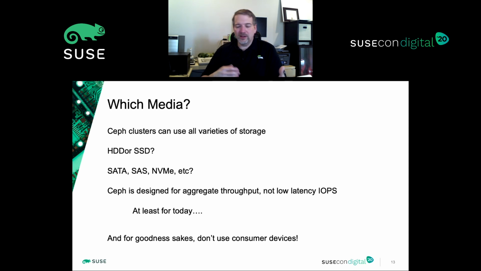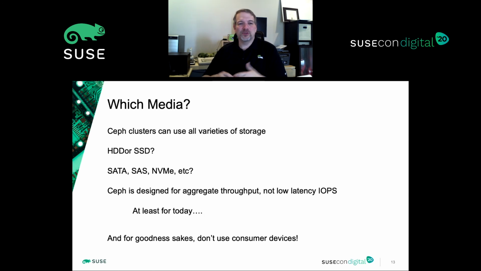There's NVMe and NVDIMMs and SATA SSDs and all these. You have to determine what makes sense for you. Hard drives, spinning rust, or SSDs. If you're looking at the all-flash, should it be SSD or NVMe? Or if you have the budget, I guess, NVDIMMs. When you're looking at spinning technologies, SATA or SAS, there are some differences.